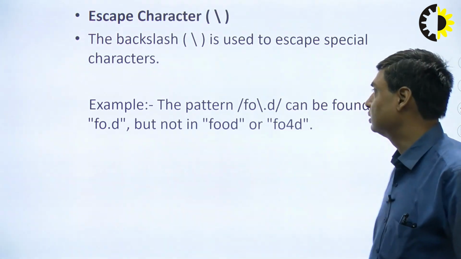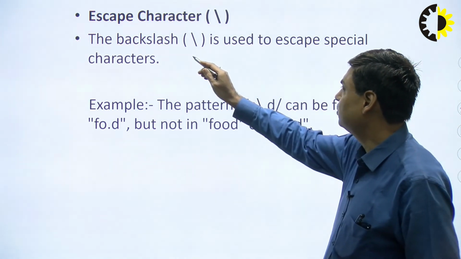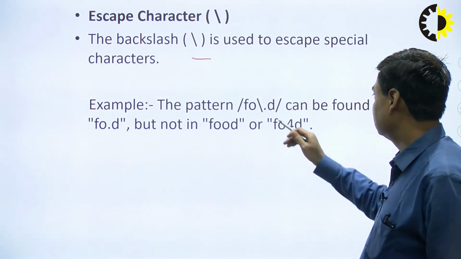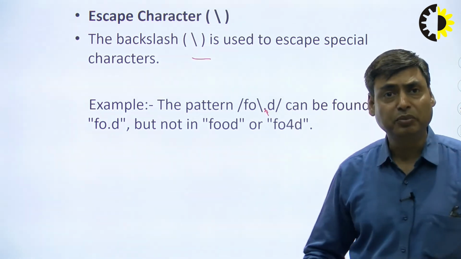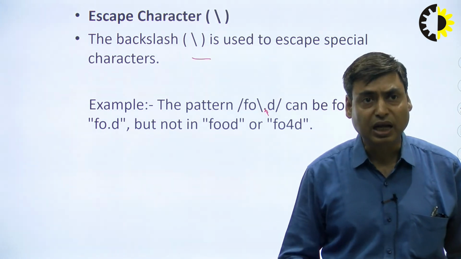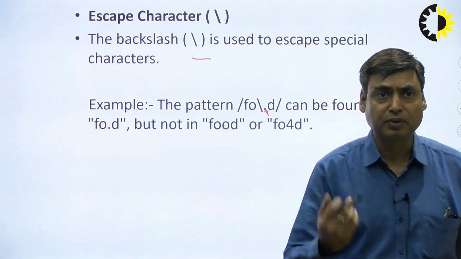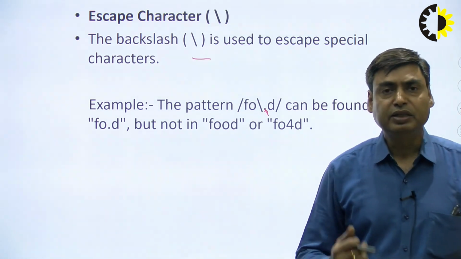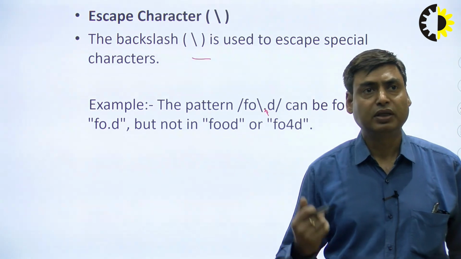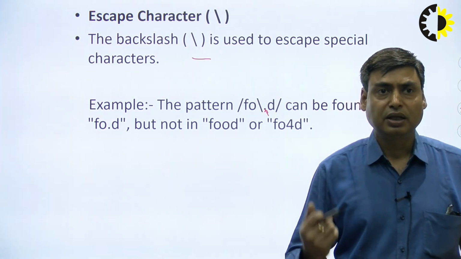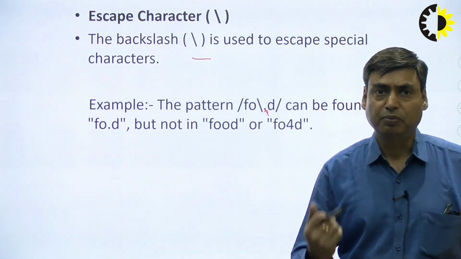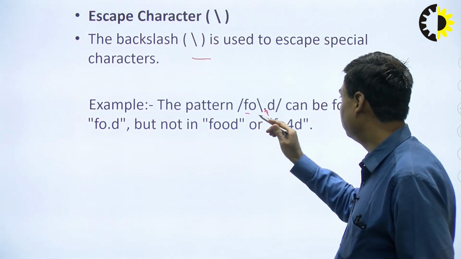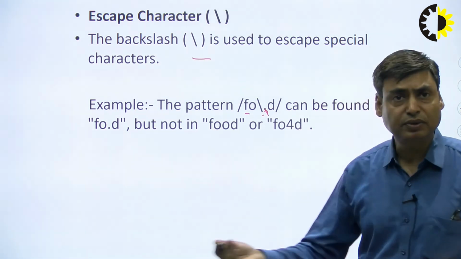Next, escape characters. There are some special characters that we want to include in our string, like dot or period. It has some meaning in the regular expression, but I want this dot to be part of our pattern, part of our string. If any special character is part of our string, then we can use a backslash. With the help of backslash, we are using the character here. So here FO backslash dot. So dot can be part of a string.